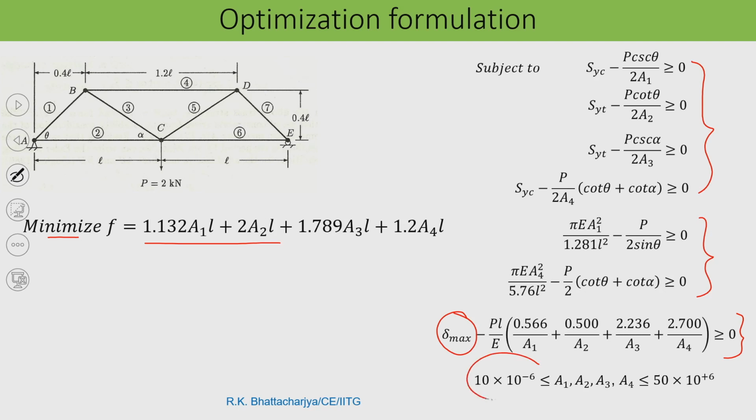Then I can put the lower bound of the design variables, that is A1, A2, A3, A4 should be within this particular range. Overall this will be my optimization model, and if I solve this problem, I will get the dimension of the truss, that means the cross section of the members, and your truss will be safe from compression, from tension, from buckling, as well as the deflection will be less than delta max. So, this is another example problem.